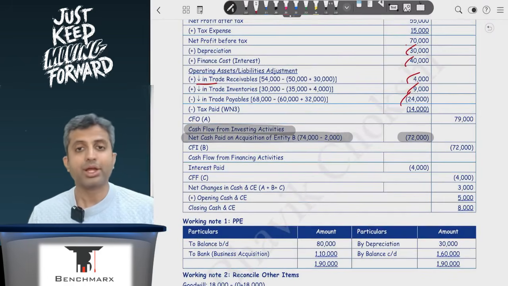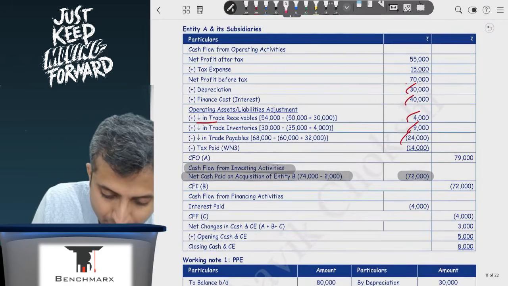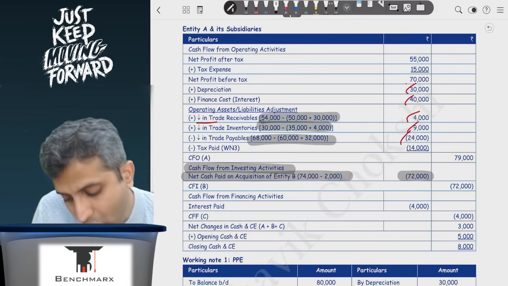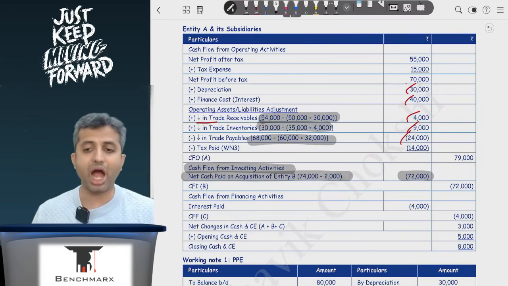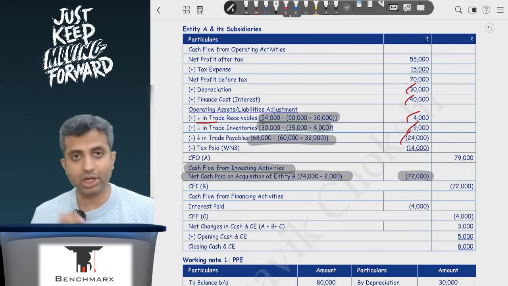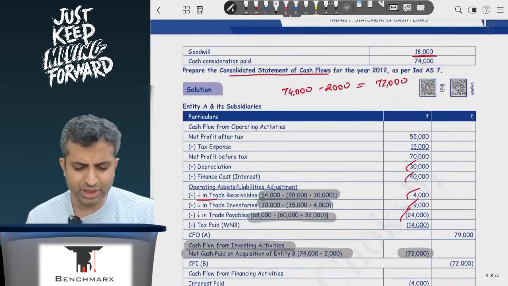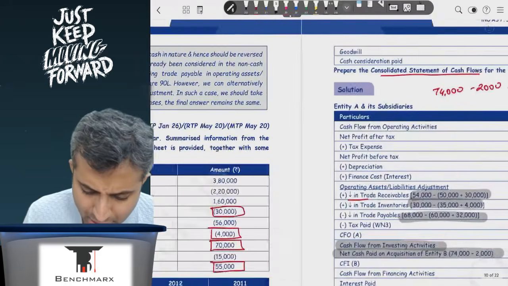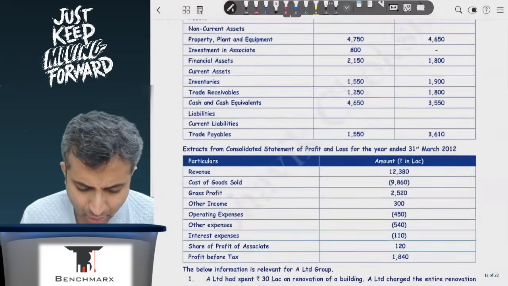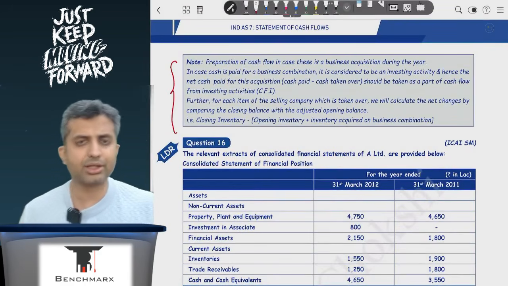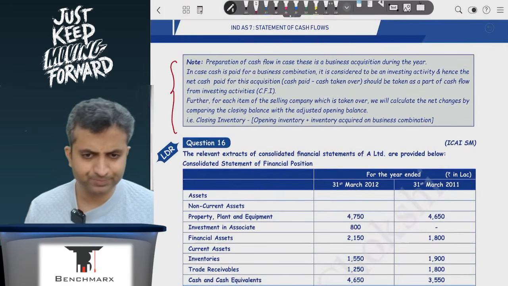So the only adjustment that you will have to remember is this cash payment, and then when you're doing these comparisons, all of these comparisons will be done after considering these assets which are taken over. So this is pertaining to question number 15. I believe we have also given a note for this somewhere. Yes. So what should be done in case there is an acquisition.